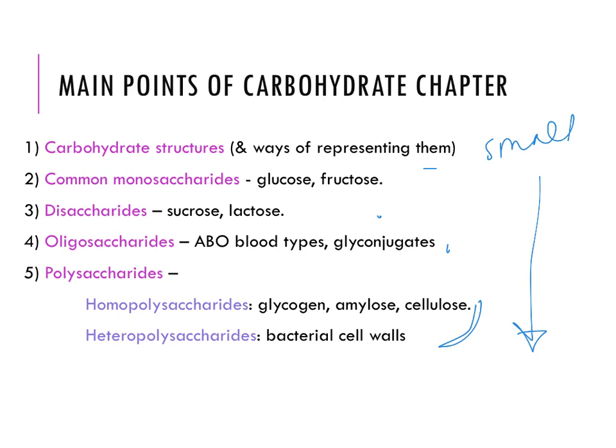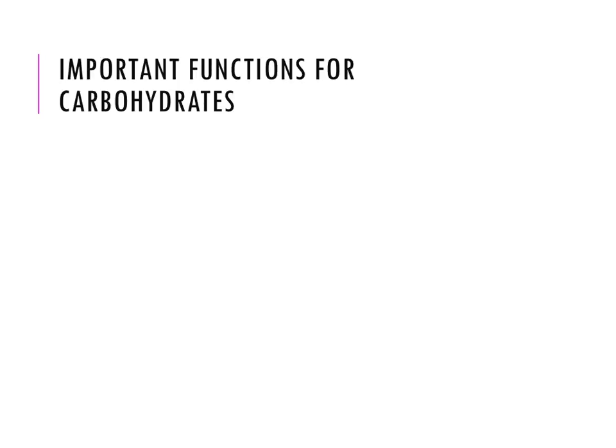And there's two flavors of polysaccharides. There's homopolysaccharides, which means that the repeating unit is the same. And then there's heteropolysaccharides, which means the repeating unit is different. Okay, so main important functions for carbohydrates. There are three of them.